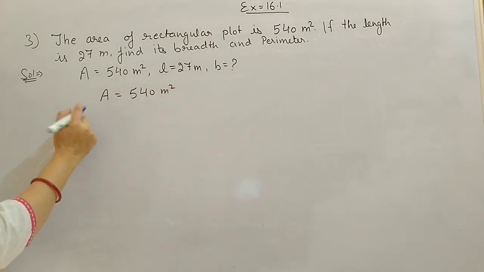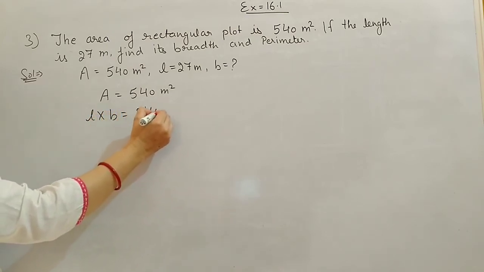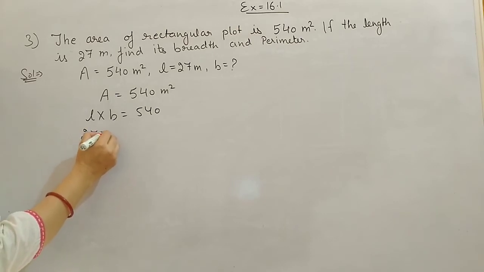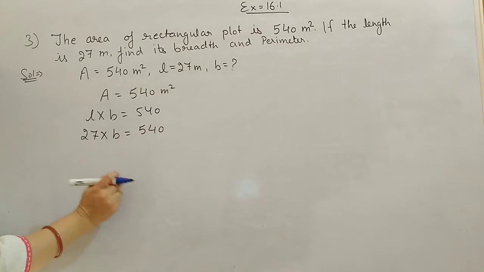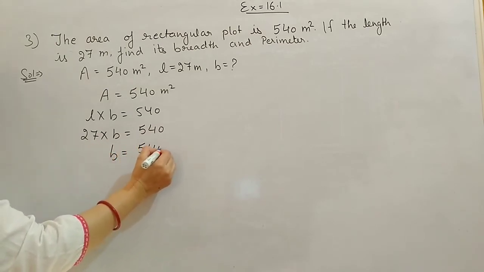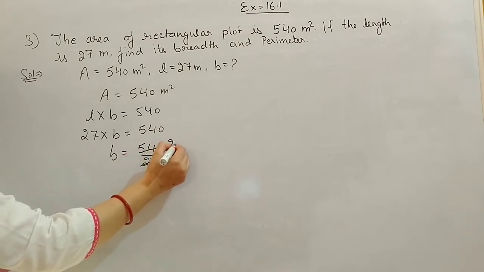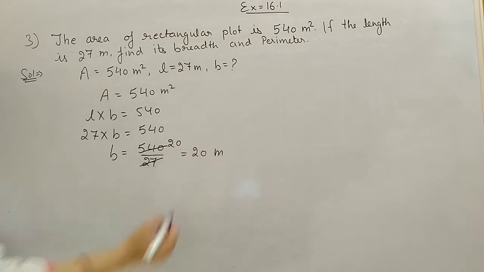And area formula is length into breadth. It means length into breadth is equal to 540. Length value is given 27 and breadth we have to find out. Now this 27 we can shift to the other side. So breadth is equal to 540 divided by 27. You can cancel: 27 twos are 54 and 0 as it is. It means breadth is 20 meter.